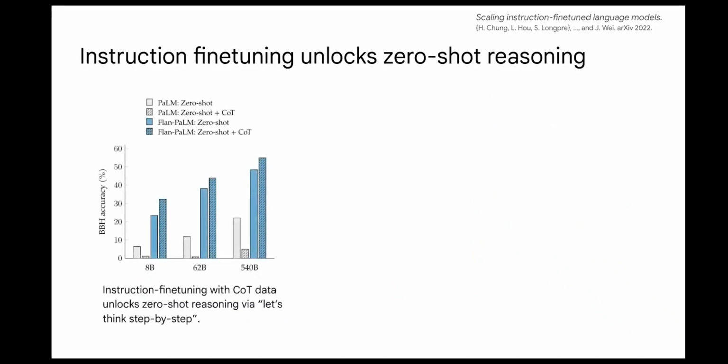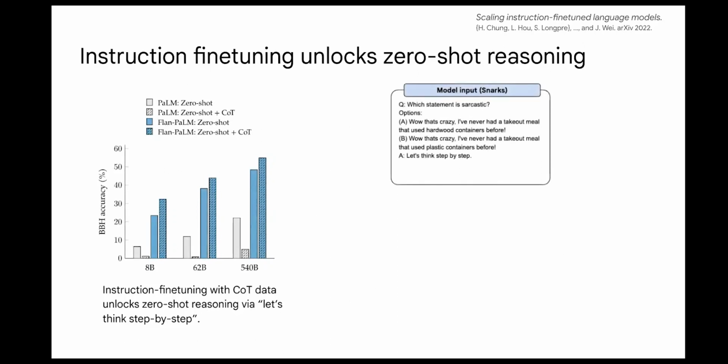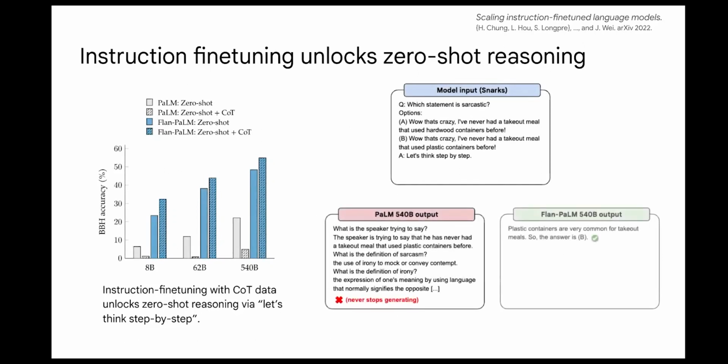And then finally, I'll just show this example on the right. So basically what this shows is that you can get the language model to do reasoning in a zero shot setting, basically without any examples of reasoning. So if you take a model input, like which statement is sarcastic, and then you look at the options, there are two options. And then you ask the model, let's think step by step, and the model tries to complete that.